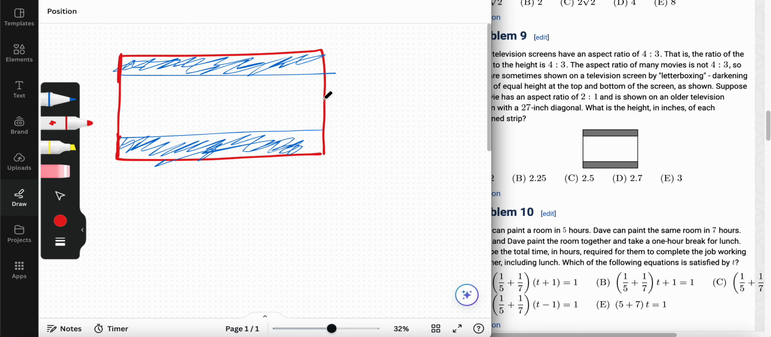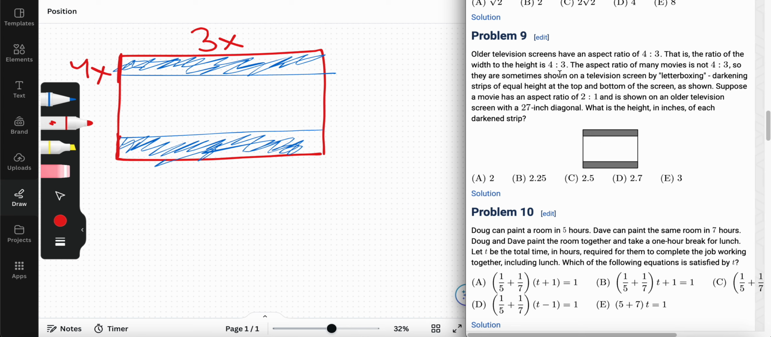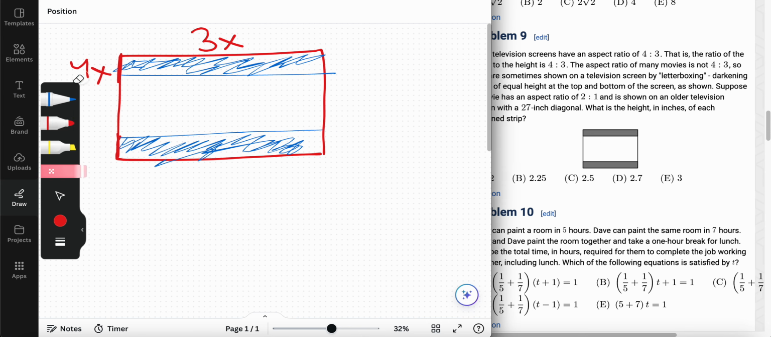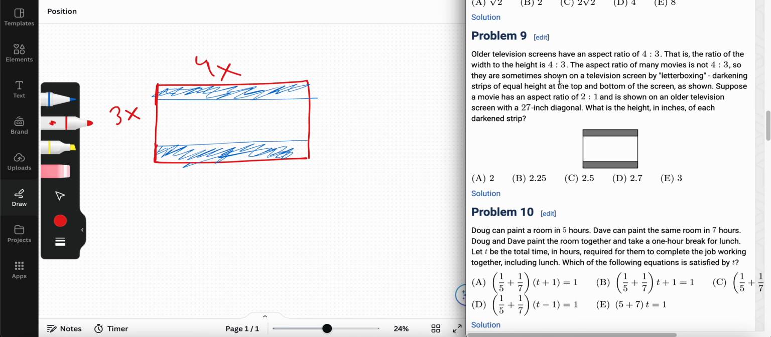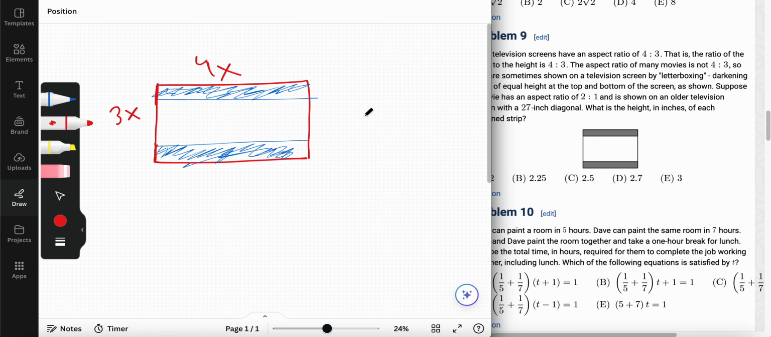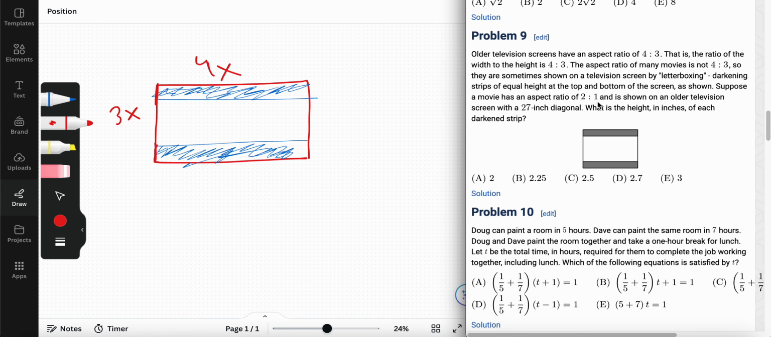Let's say, because it's an aspect ratio, it's not the actual length. So we can say that this is 3x and this is 4x. So the height should be 3x and the width should be 4x, because it says that the width to the height is 4:3. Okay, so the height is 1.